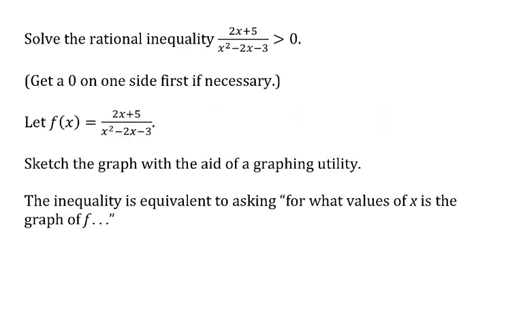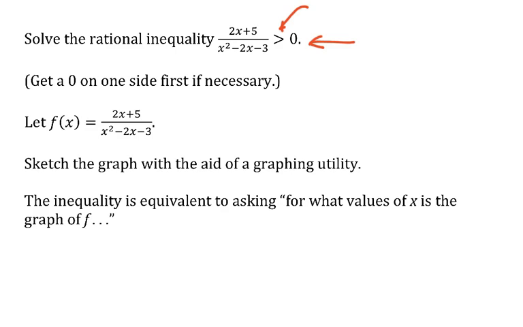So first of all, I guess we should talk about what a rational inequality looks like. This is a rational inequality. It is simply a rational expression, which is a fraction where the numerator and denominator could contain polynomials. And what makes it an inequality is that it is either less than, greater than, less than or equal to, or greater than or equal to something else.